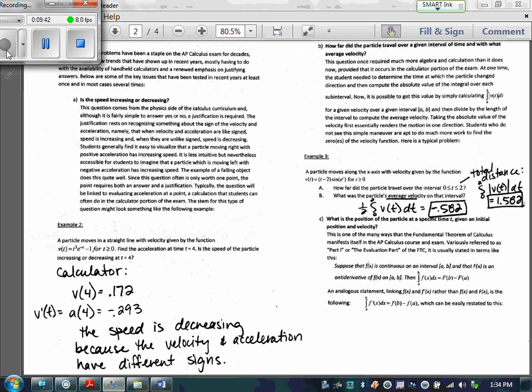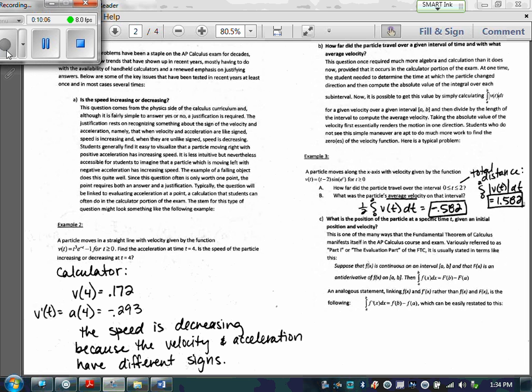So if they give you position, you've got to find the velocity function first before you can integrate it. Okay? So you're integrating the absolute value of velocity because they're asking you to find the distance that he's traveled, not just his position at 2. They're asking for his total distance traveled. Absolute value of velocity on that one from 0 to 2 would be 1.582.